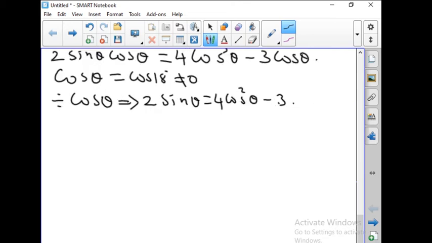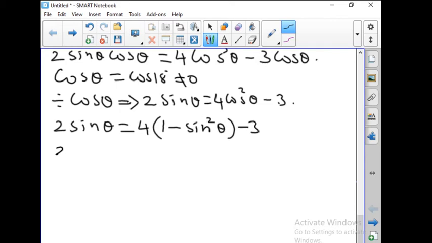So now we have to bring this to a quadratic equation in sin theta. Therefore, 2 sin theta is equal to 4 into, we know that cos square theta is 1 minus sin square theta, minus 3. So you get 2 sin theta is equal to 4 minus 4 sin square theta minus 3.